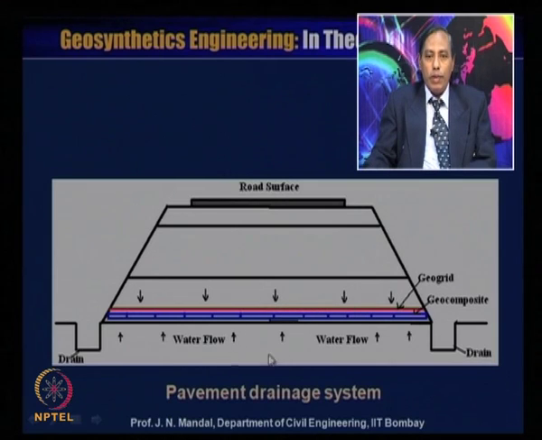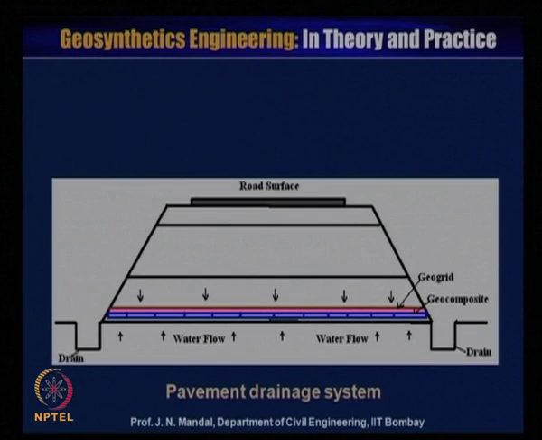Because there is a possibility for excess pore water pressure development, some water may move in the upward direction, or due to rain, water can percolate through this geocomposite material. So it will act as a separation as well as drainage and filtration. So this is the pavement design system we have to follow.